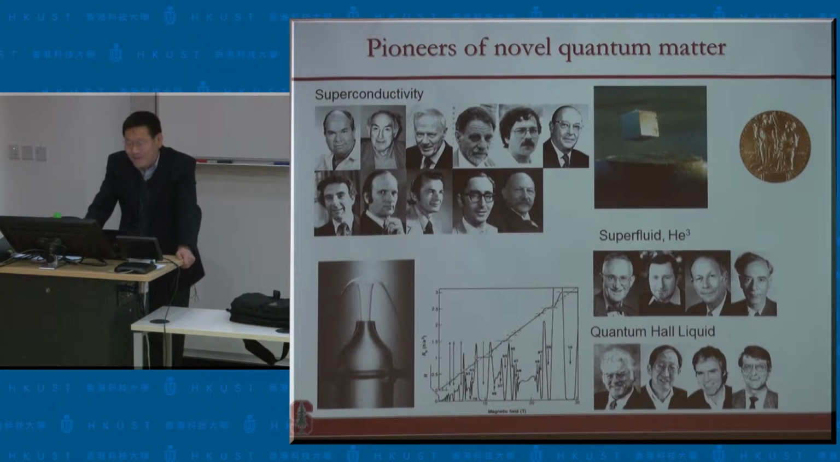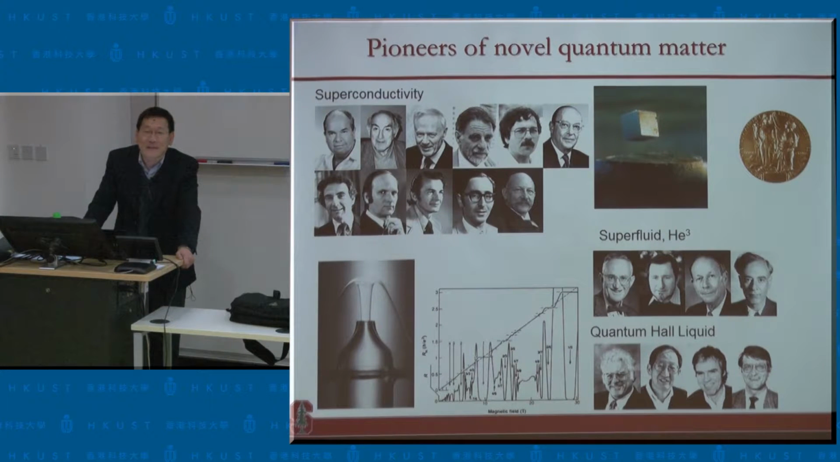Here is the list and pictures of individuals who made an impact in the study of superconductivity, and those are the 17 individuals who won a Nobel Prize for their work on superconductivity. Very few subfields in condensed matter physics have that kind of list.